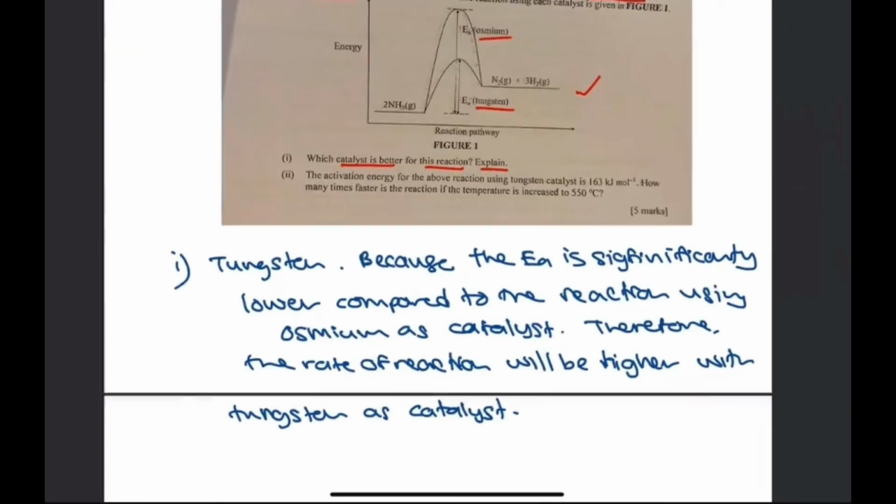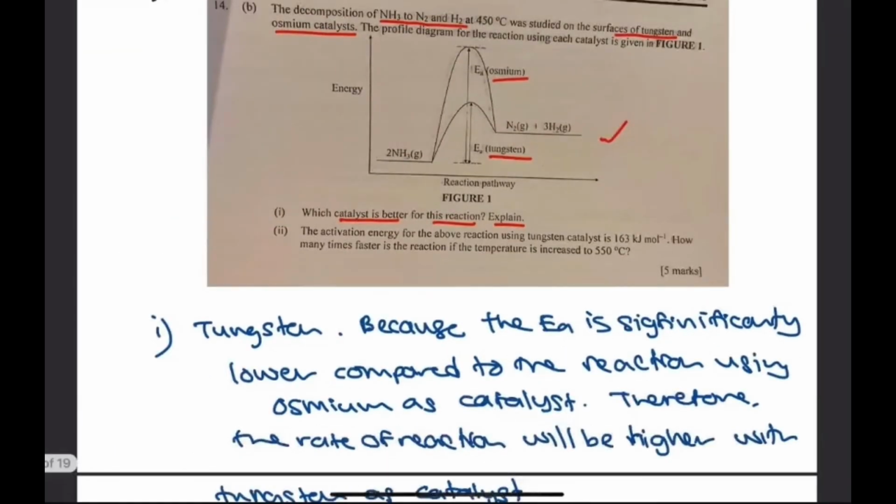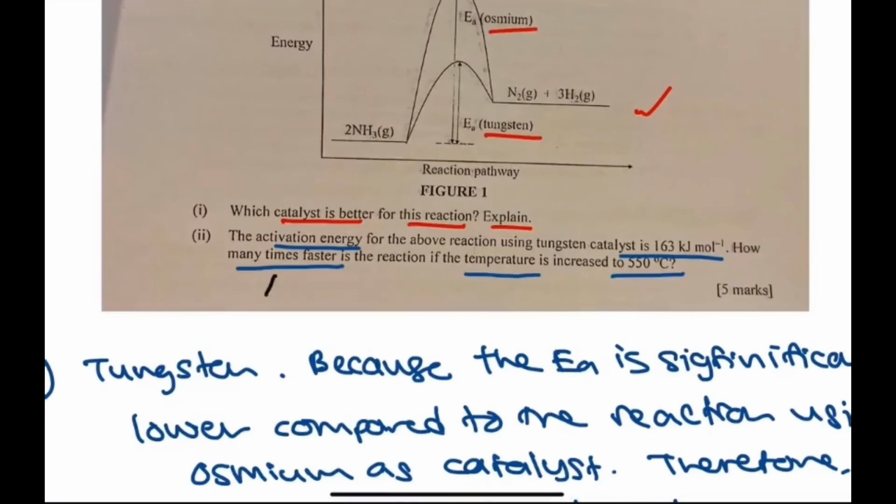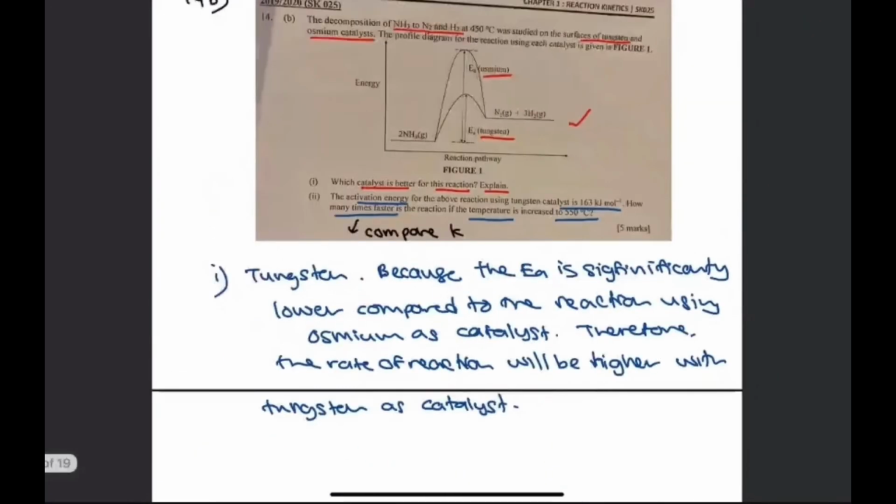So now, the next thing is, calculate the activation energy. Oh no, sorry. The activation energy for the above reaction is given to be 163 kilojoule per mole. So how many times faster would this reaction be if the temperature is increased to 550 degrees Celsius? When the question asks how many times faster, we are going to compare k, the rate constant, because the rate constant is directly proportional to rate. So let's find the rate constant for the first and the second.